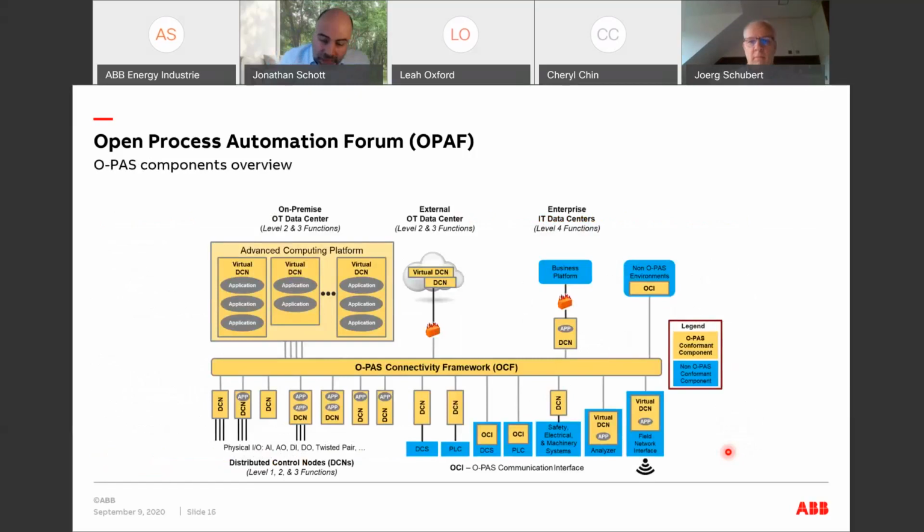So you might have seen this picture. This is a standard picture from any presentation about the OPAF, and it does not actually show an automation system, as many might see. It provides an overview of all the components that you can build with the OPAF standard. These components will probably never be combined in this way together, but out of these components, you can build your actual automation system.